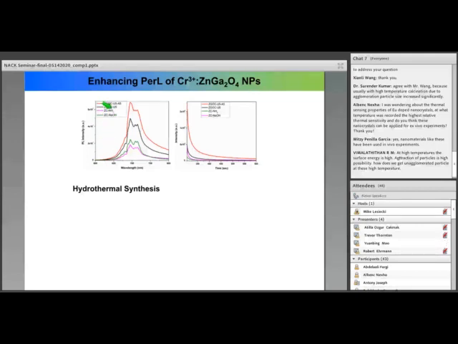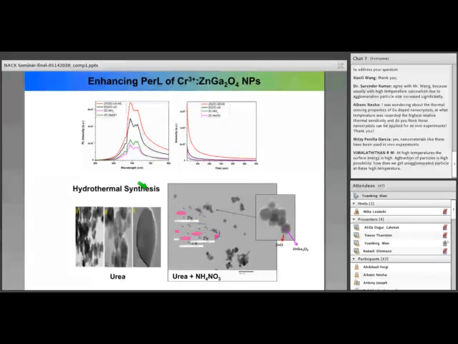hydroxide. So what we did is we picked a different precipitant: we used a mix of urea and ammonium nitrate. And then from the luminescence and also the decay time, we can see our samples show much better performance.